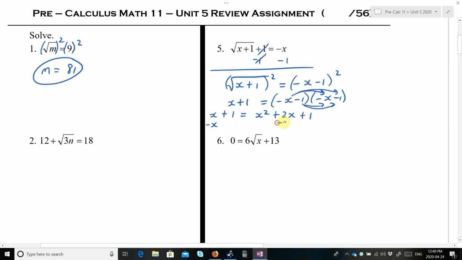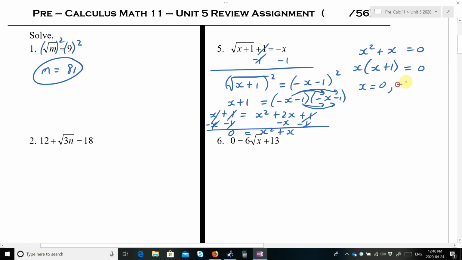And I'm going to collect like terms. That will be 0, and then x squared plus x, and that will cancel. So we'll end up with x squared plus x equals 0. That's a quadratic, so we can try to do it by factoring or quadratic formula. It does factor by GCF. And we get an answer of 0 and negative 1. And when you go back and check these, the 0 doesn't work, but negative 1 is good. So we have to reject 0, and our final answer is x equals negative 1.